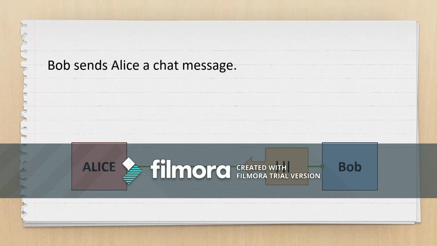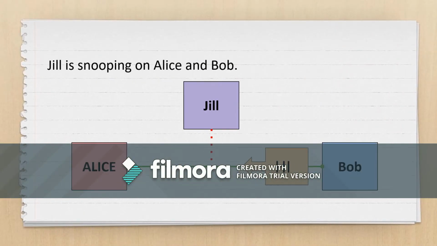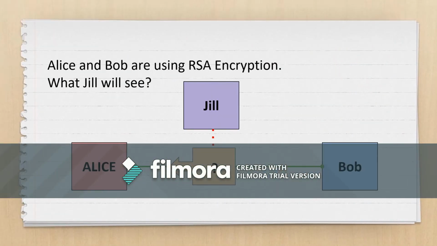Here's a visual diagram. Bob is chatting to Alice online. Bob sends a message. Jill is snooping on Alice and Bob by attempting to intercept the message. However, Bob and Alice are using RSA encryption. What will Jill see?